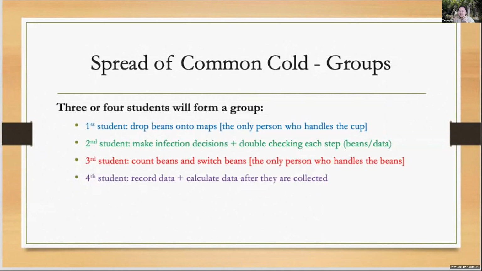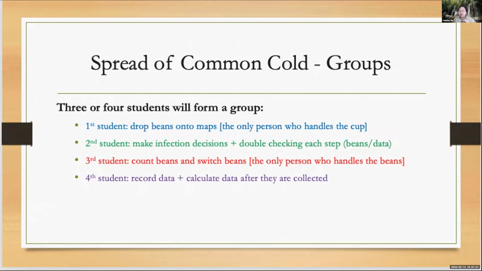They actually face a lot of challenges about what's the most efficient way to keep all the beans on the same map, so they'll jump everywhere. So they have all kinds of interesting issues while running this simulation. The second student would make the decision. The second student would be like the judge, deciding whether a bean representing a student is infected or not. The third student would count beans and switch beans. We'll talk more details about that later. The fourth student will be the only one who's going to record data.